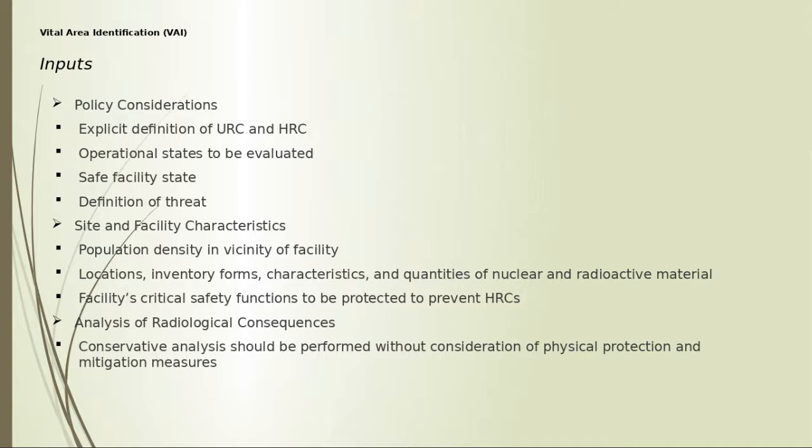Then look at your site and facility characteristics. What's the population density in the vicinity of the facility? The locations, inventory forms, characteristics, and quantities of nuclear and radioactive material. Also look at the critical safety functions that have to be prevented for HRCs. So essentially, what are the safety features of this plant that I need to protect to keep it operating in a safe fashion? And then what are the potential radiological consequences? Conservative analysis should be performed without consideration of physical protection and mitigation measures. So essentially, this helps you identify what I have to protect and where I need to put mitigation measures in. So I don't want to consider those as I develop what the vital area should be.